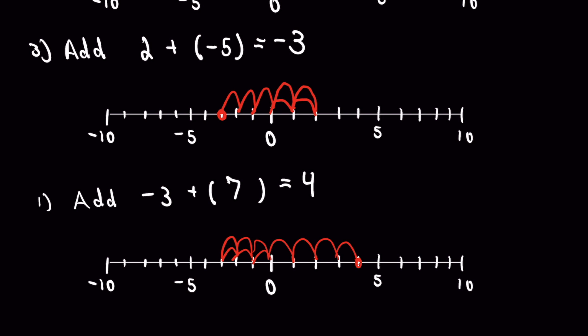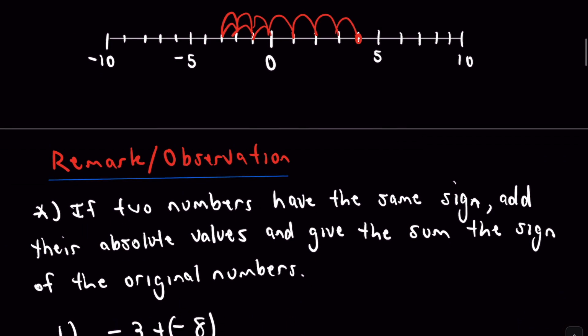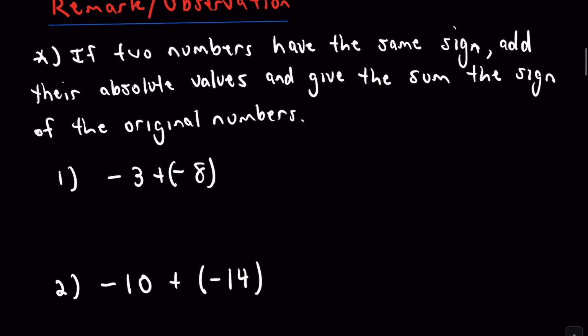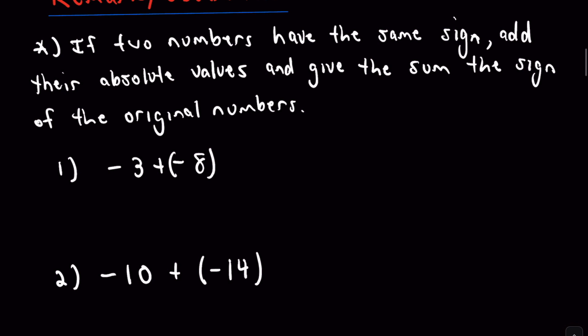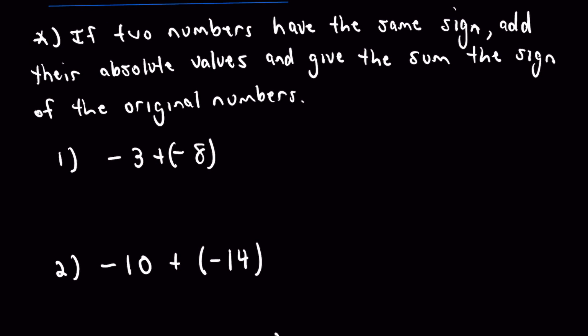Okay, so this is one way to visualize what we're doing when we're adding and subtracting these real numbers. This is what I was trying to point out a second ago. This is kind of a remark or observation. If two numbers have the same sign, we add their absolute values and give the sum the sign of the original numbers.